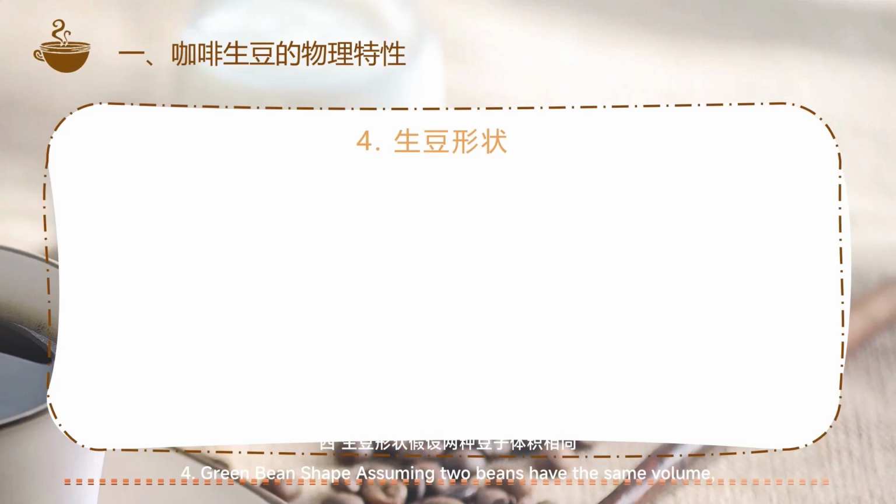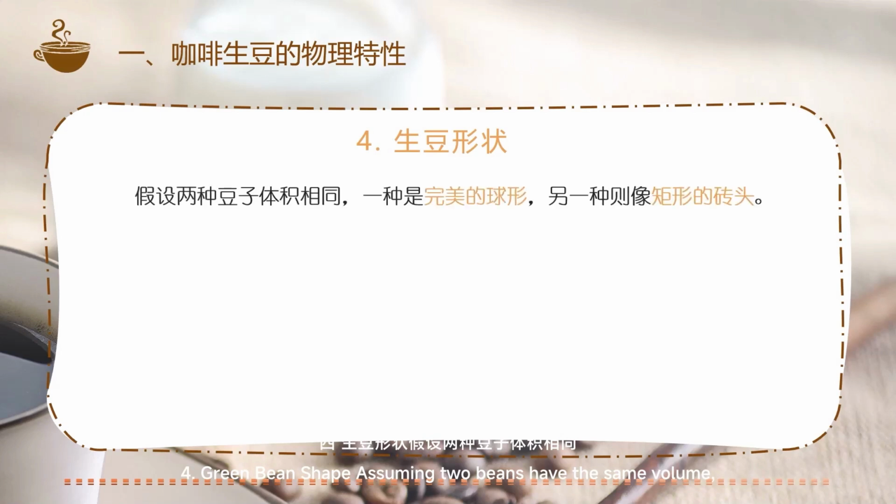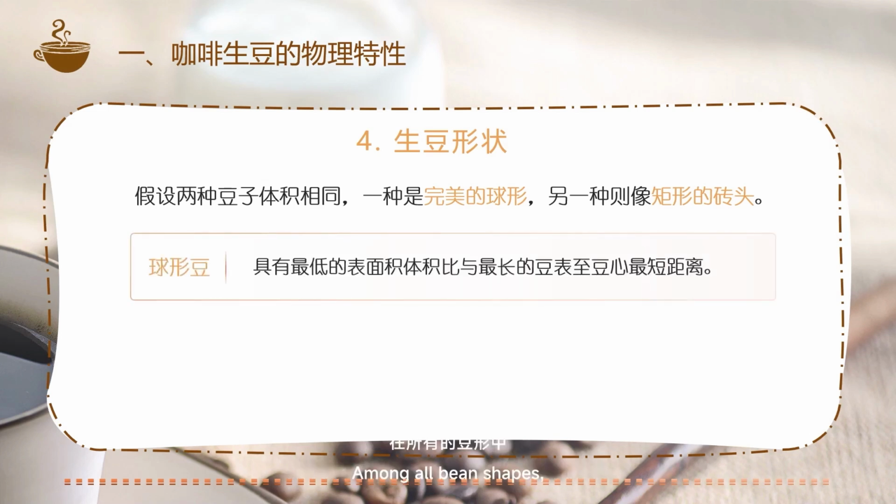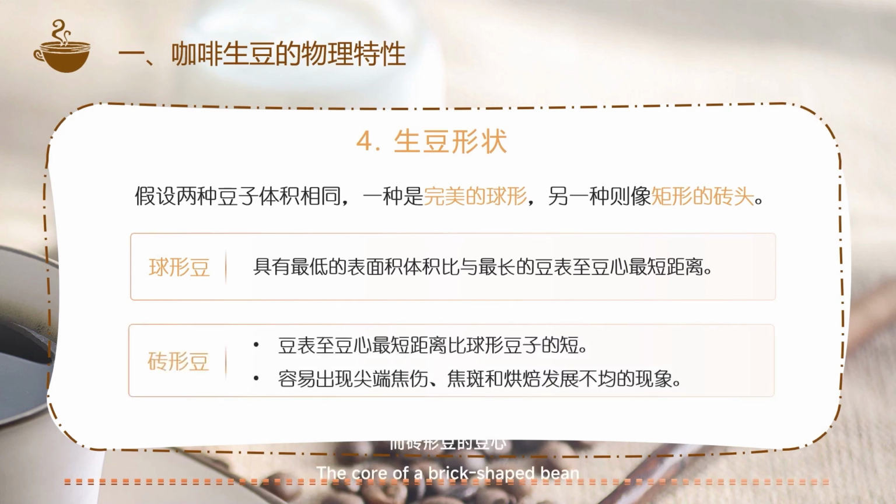4. Green bean shape. Assuming two beans have the same volume, one is a perfect sphere and the other is like a rectangular brick. Among all bean shapes, spherical beans have the lowest surface to volume ratio and the longest distance from surface to core. The core of a brick-shaped bean is more likely to achieve better roast development because its shortest distance from surface to core is shorter than that of a spherical bean.